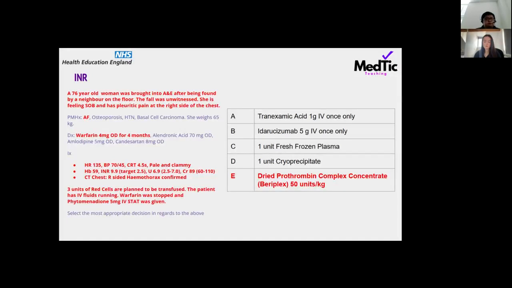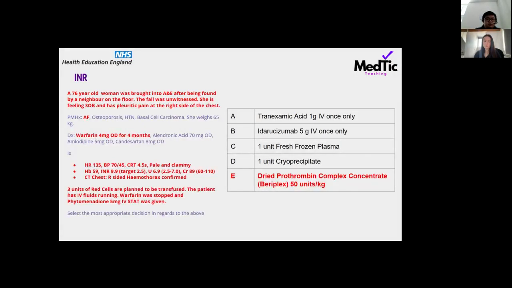We need to also try to see how we're going to stop this further. So that's why we highlighted all this information over here. Vitamin K, or sometimes I like to say phytomenadione, has already been given. So the next best step would be for dry prothrombin complex concentrate, or PCC. TXA can be given, but doesn't really solve the underlying cause of hemorrhage.